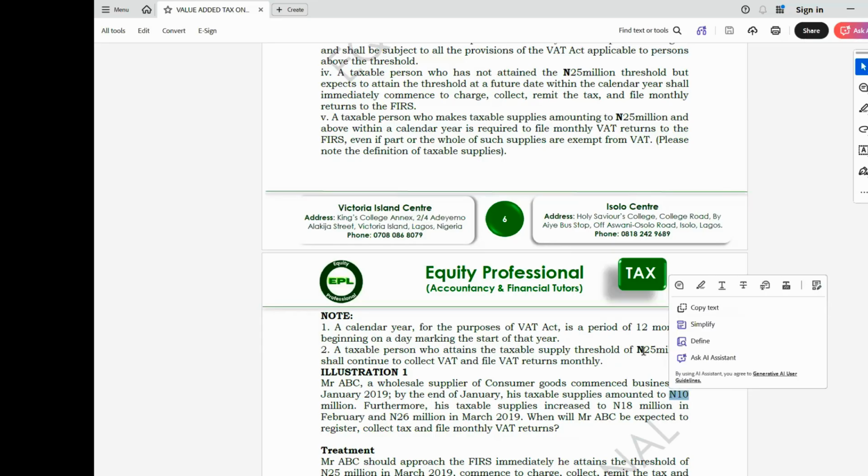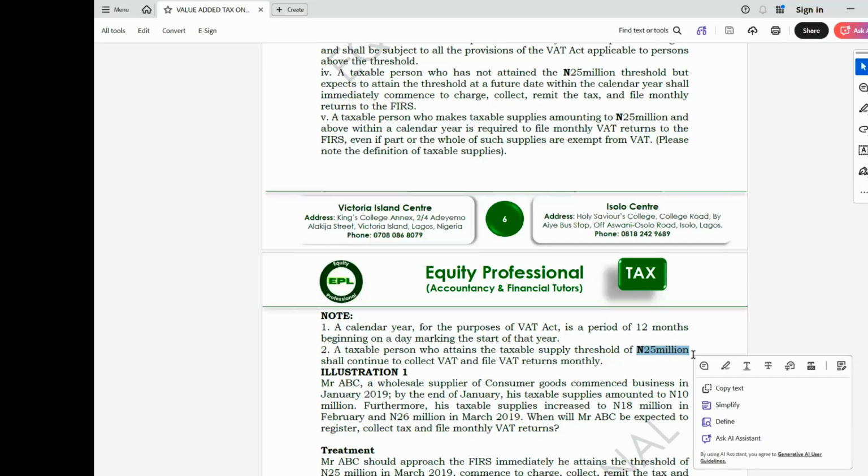It's not yet up to what? Up to the threshold of 25 million. As at that January, it's not going to what? It's not going to charge and collect any VAT. Furthermore, it increased to 18 million in February. In February, it's also not yet up to what? Up to the threshold. It's not going to charge VAT.